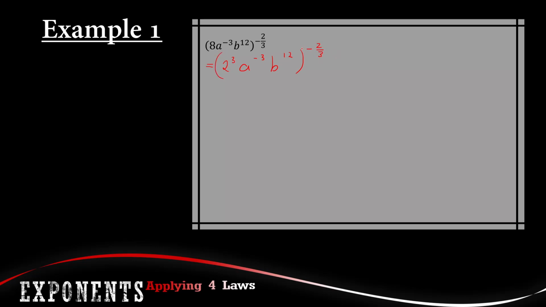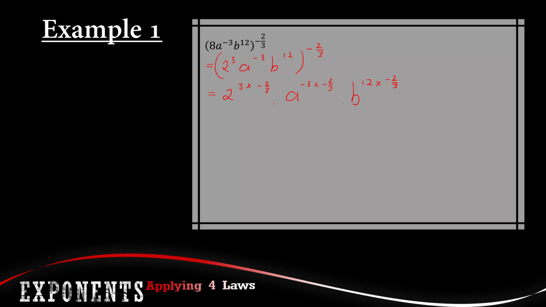Okay, so what I'm going to do now is multiply the exponent into each and every base. So this is then 2 to the power of 3 times negative 2 over 3, multiplied by a to the power of negative 3 times negative 2 over 3, and then b to the power of 12 times negative 2 over 3.